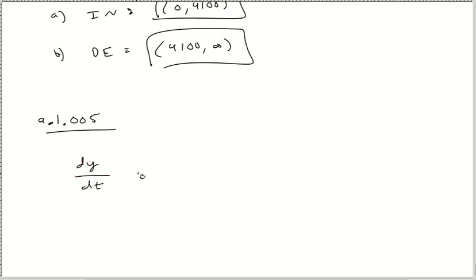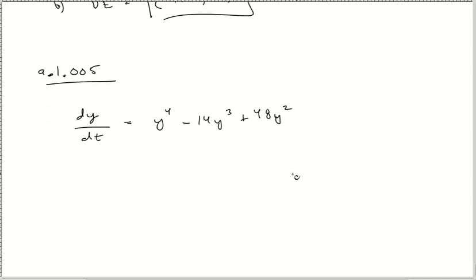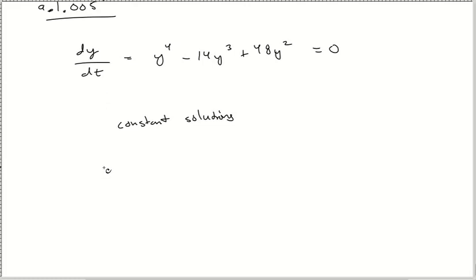Okay. dy/dt is equal to y to the fourth minus 14y cubed plus 48y squared. And they say find the constant solutions. Again, this is just trying to say set this equal to 0, which is silly, and we can discuss that another time. But the math side is very simple at this point. It's algebra, which we've done many, many times.